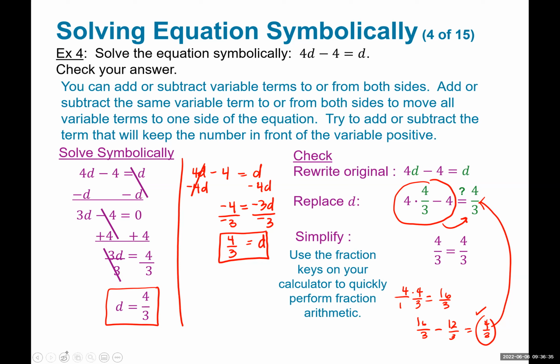All right. If you don't understand it, just slow that down and pause it and try to make sure you understand how to do fraction operations because that is going to be prevalent all throughout the semester.